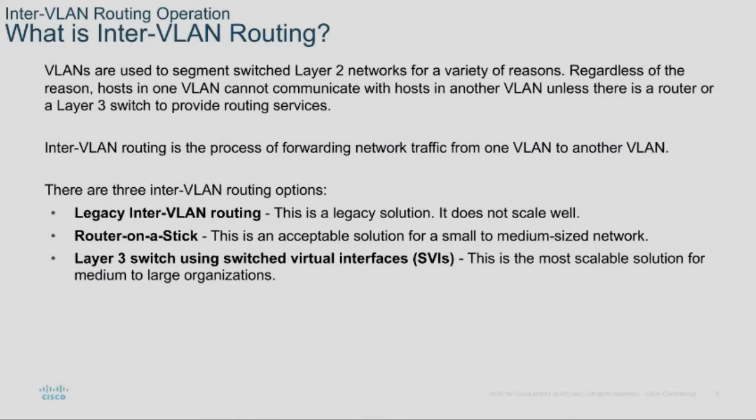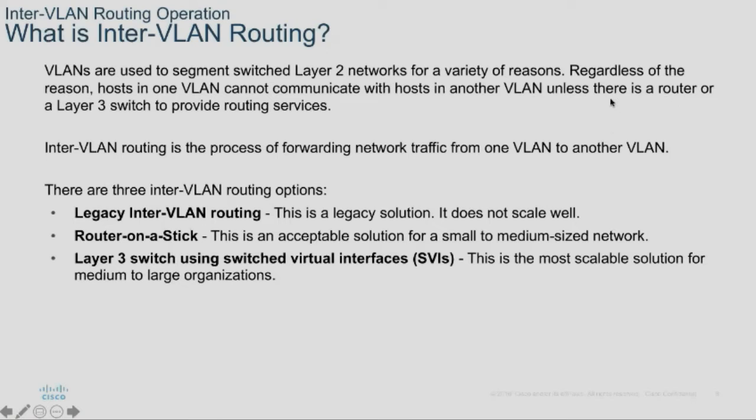Okay, then let's start with the inter-VLAN routing operation. So we just discussed what the problem is in the sort of scenario that we have just covered. We need to provide inter-VLAN routing to communicate between different VLANs. So VLANs are used to segment switched layer 2 networks for a variety of reasons. We have thrown some light on what those reasons are. But regardless of those reasons, hosts in one VLAN cannot communicate in another VLAN unless there's a router or layer 3 switch. Why can the host not communicate to another VLAN? Because that port was configured as an access and not the trunk. So the link will only be responsible to receive or send the data for one VLAN.